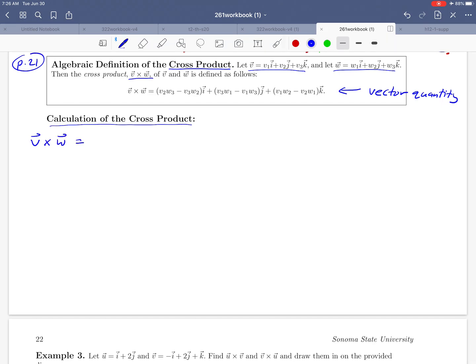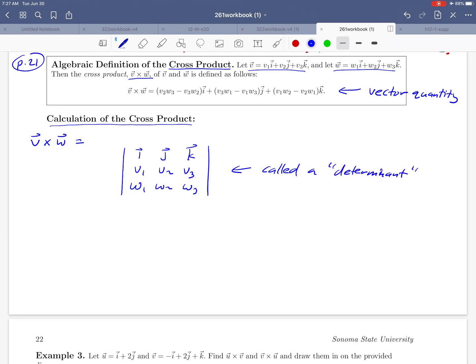Well, I used the word determinant. Here's what a determinant looks like. We're going to make an array of numbers, and in the first row is going to go i, j, and k. And then the second and the third row are going to contain the components of our vectors v and w in that order. So the second row is going to have v1, v2, and v3 in it. Third row, w1, w2, and w3. This is called a determinant, as we mentioned. How do we do a determinant?